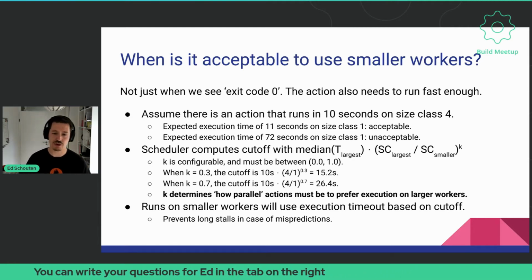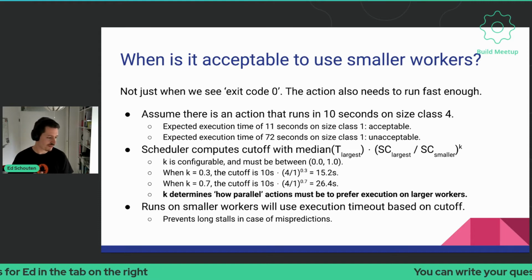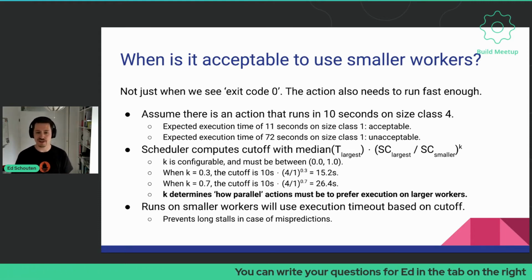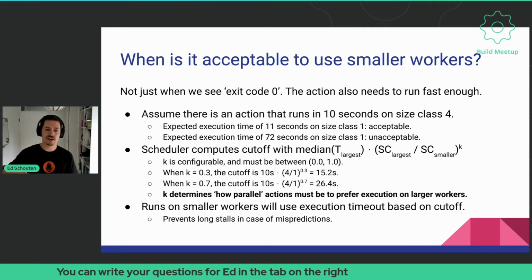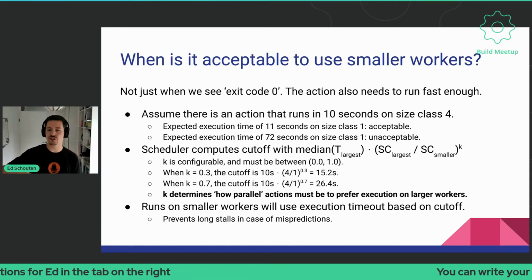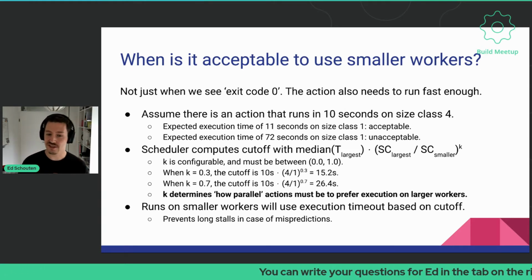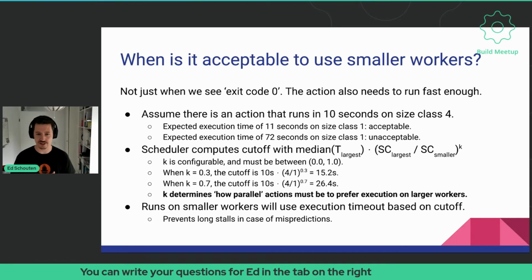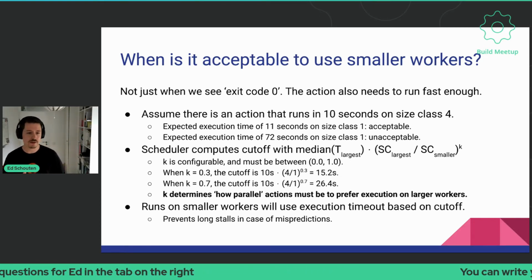But what is acceptable also depends on how much you're willing to spend, right? You could argue that if I've got a worker that is 4 times as big and an action is only twice as fast on this larger worker, in certain cases that might be acceptable. Some people might be willing to spend the money for that, but some people might not. They might want to run it on a smaller worker because it's more economical, right?